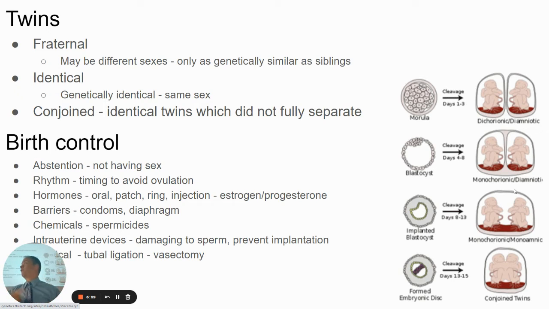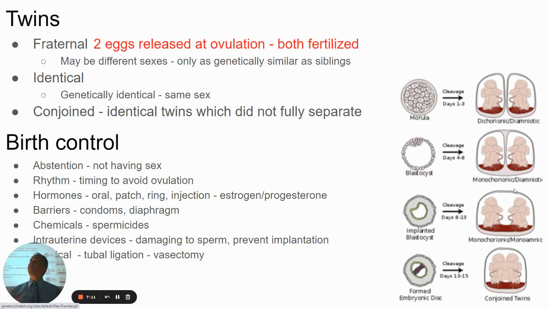But they came from two different sperm cells and two different egg cells, so they're just like brother and sister or sister and sister. They're not any more similar than siblings are because they came from different sperm and egg cells. That's why they can be different sexes as well. Sometimes a woman might release 3 eggs, and you could have triplets, or even more.